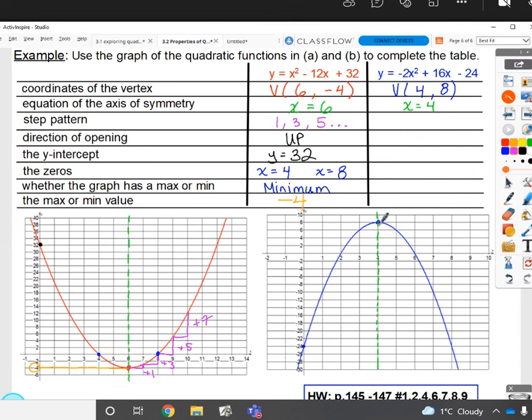So when we go over 1, looks like we're going down 2. Down 2. So I'm going to write -2. Then we go over 1. Then we go down 2, 4, 6.